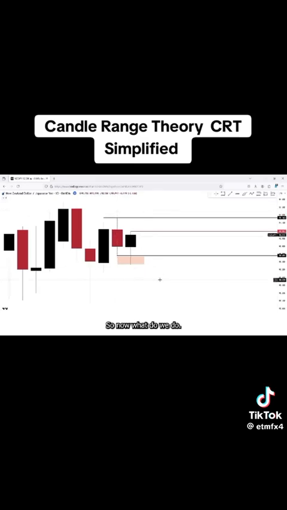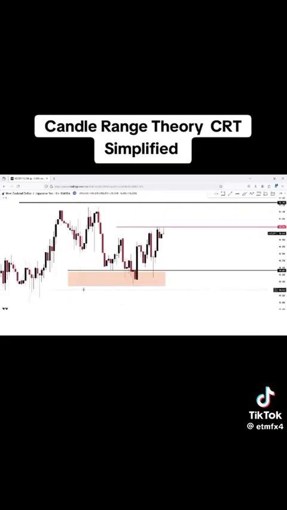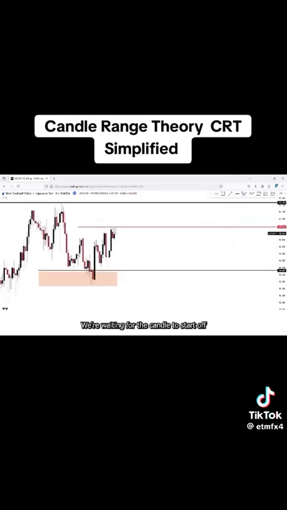So now we go to the 1 hour time frame. And when trading the instant internal rejection, what are we waiting for? We're waiting for the candle to start off instantly targeting an internal level. And what do we have here? We have a bullish order block. Let's mark up our bullish order block.